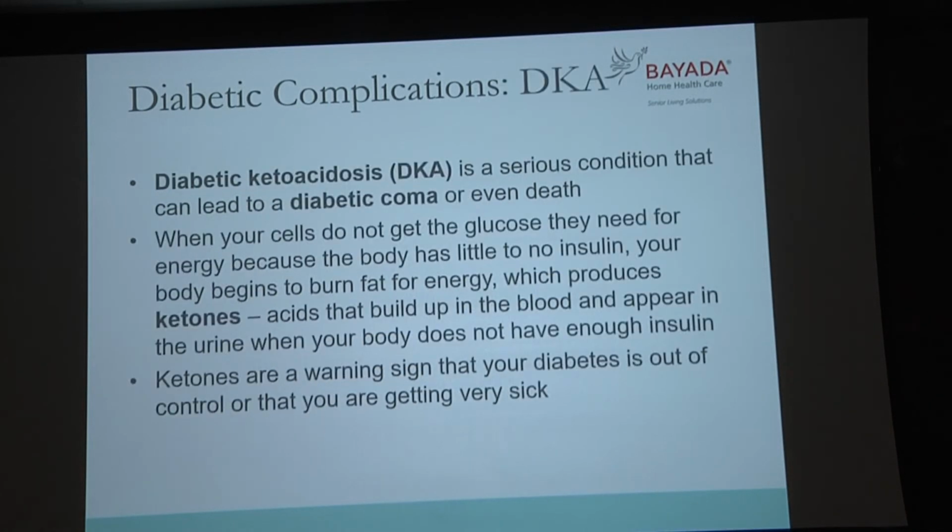So diabetic ketoacidosis is a serious condition that can lead to diabetic coma or even death. This happens when your cells do not get the glucose they need for energy because the body has little to no insulin. Your body begins to burn fat for energy, which produces ketones, which are acids that build up in the blood and appear in the urine when your body does not have enough insulin. Ketones are a warning sign that your diabetes is out of control and that you're getting very sick.